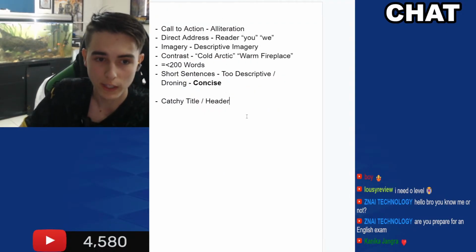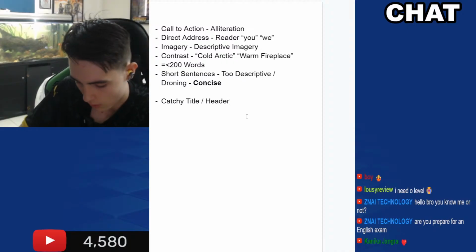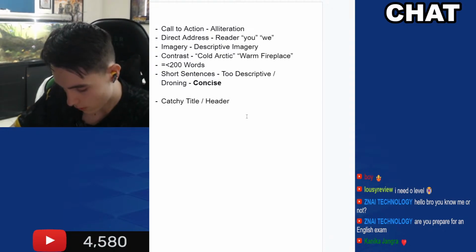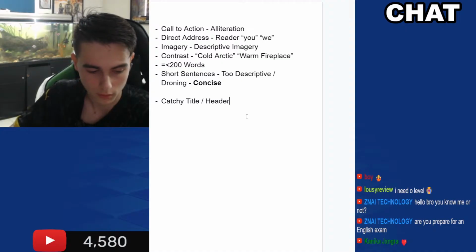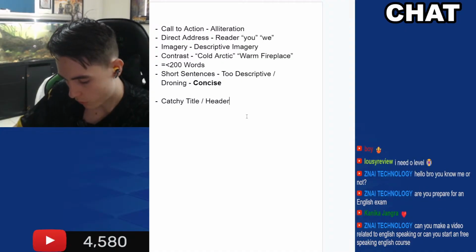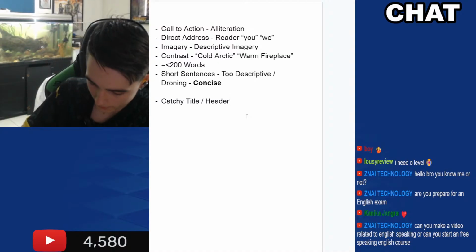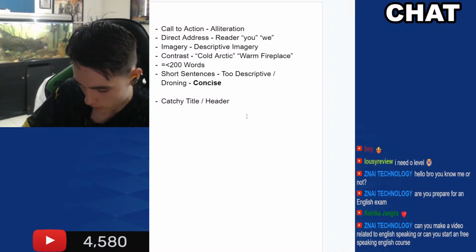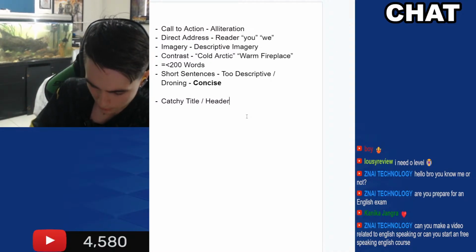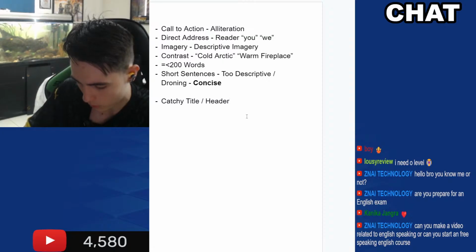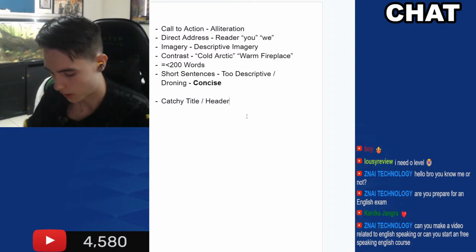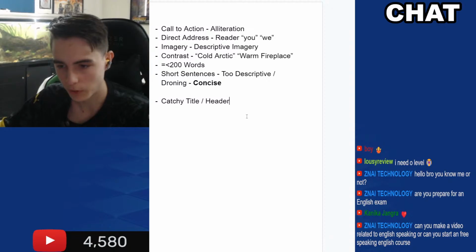Direct address we're going to be using, and imagery to sort of create the scene. So we'll start with a rhetorical question. Have you ever thought what it's like to live like a penguin? Or actually polar bear, because we want to be factually accurate here. Polar bear. Okay, so we're using a rhetorical question along with a simile.